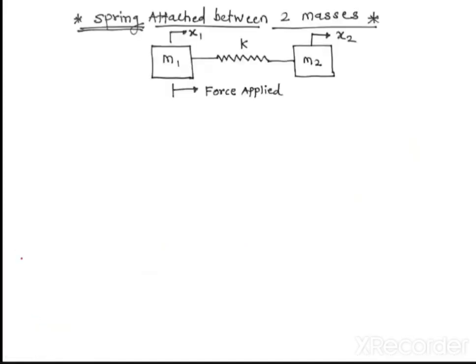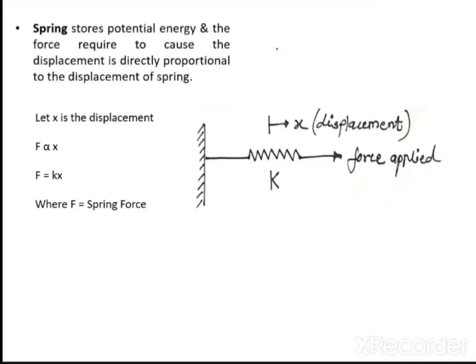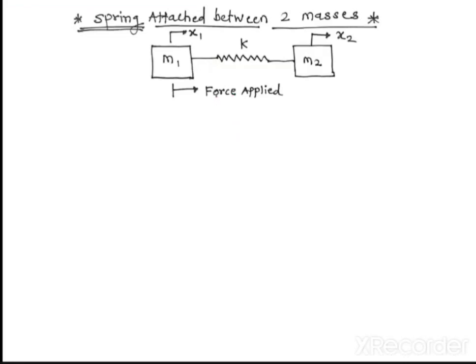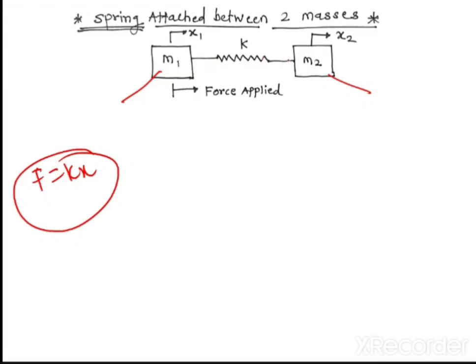Now basically I would like to explain the spring attached. In this case the spring was fixed at one end, but in your practical example the spring may be attached between two masses. The spring is attached between mass m1 and mass m2. Now if the spring is attached between m1 and m2, what is the net displacement and what is the spring force? You have to understand that, because that becomes a slightly calculation-heavy part. So here F equals kx is not valid, because the spring is attached between two masses.